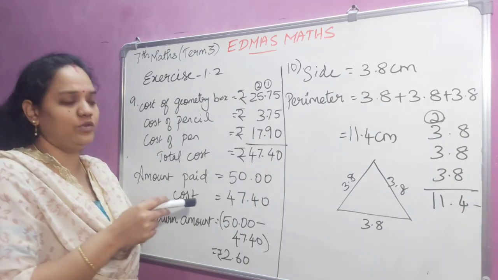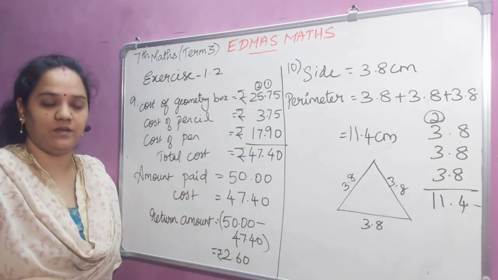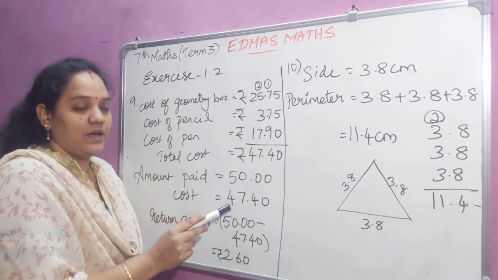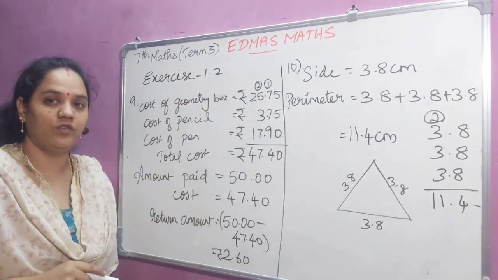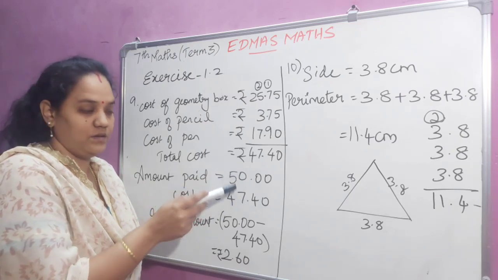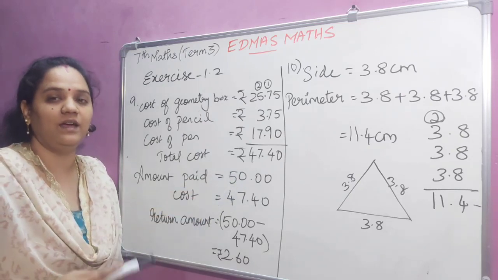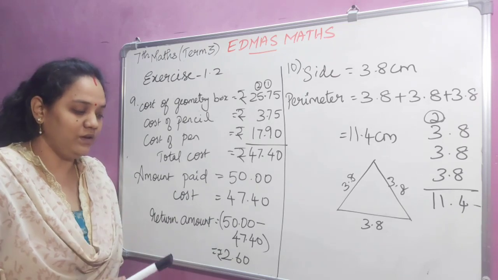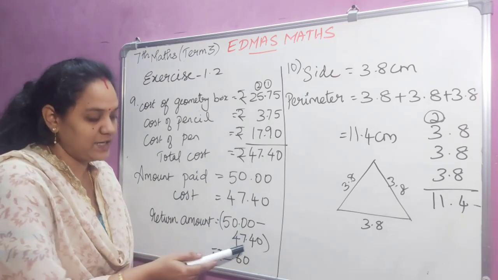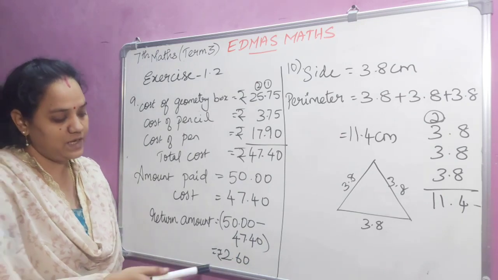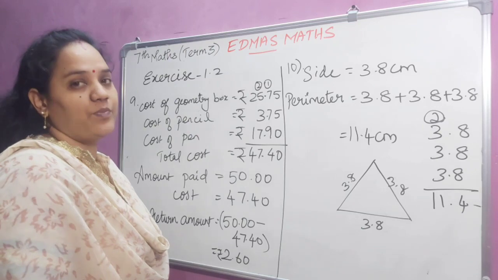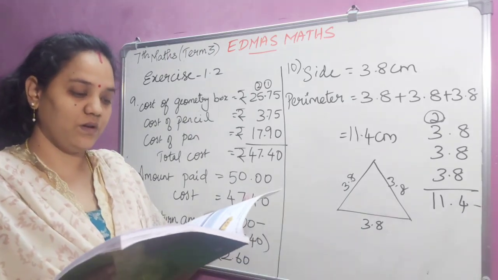The amount paid to the shopkeeper is rupees 50. But the cost of these items is 47.40. So we have to subtract these two amounts, and we can get the amount which he will get back from the shopkeeper. That is what I have done. 50 minus 47.40 is 2.60.